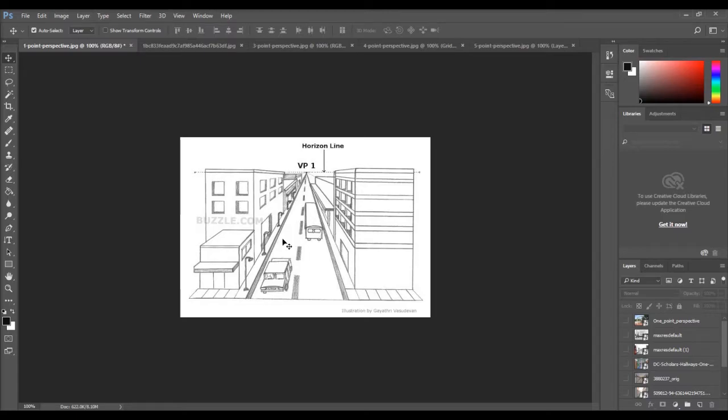Like you can see here, there is one vanishing point here, and this is a line. You can see this line is called the horizon line. Okay, so this is 1 point perspective. You can see here that everything in this picture, all the lines go to meet at one vanishing point. So this is called one point perspective.